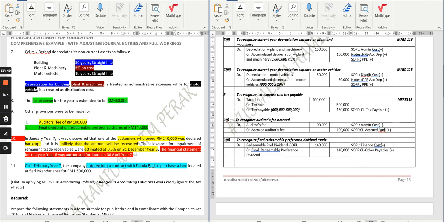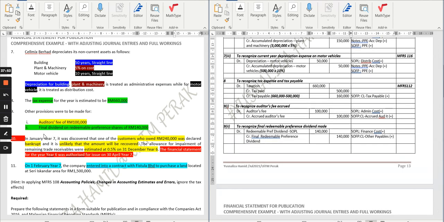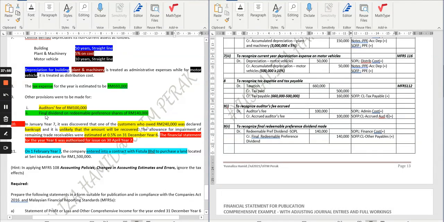Next is the item that you have for final redeemable preference dividend. Earlier on, I mentioned to you that final dividend on redeemable preference shares is actually a finance cost, right? They are a finance cost, and therefore it shouldn't be included in the statement of changes in equity. That dividend will be shown as part of finance cost. So debit redeemable preference dividend, this will be under finance costs.